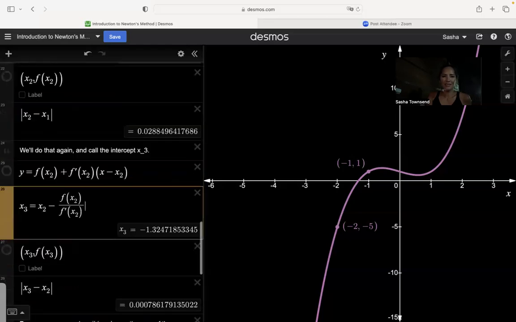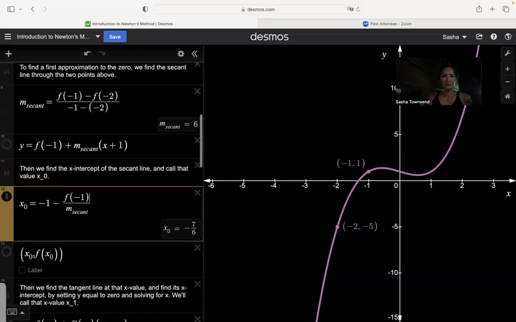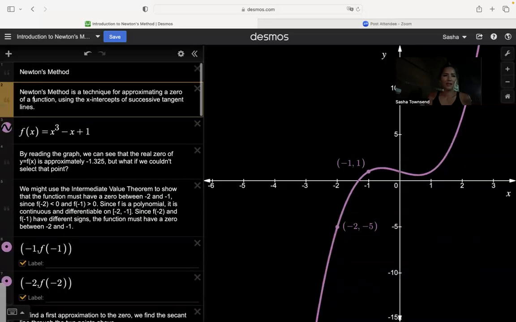So that's it for that. The introduction to Newton's method. In the next video, we'll actually apply Newton's method to a particular function, and then we'll illustrate everything on Desmos.com once again.